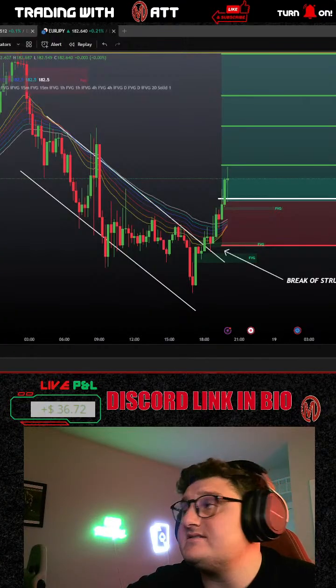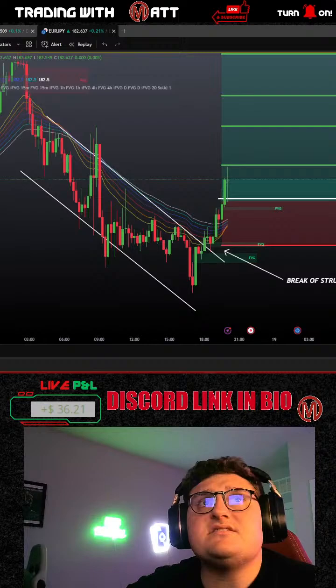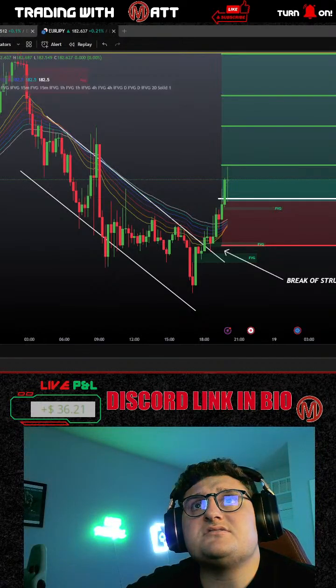No, typically it's not on the hour candles. Most of the time it's in the middle, when you start to see it wick down or wick up.